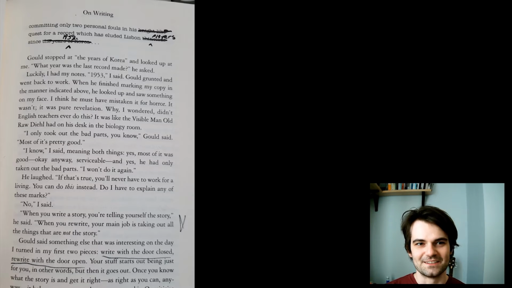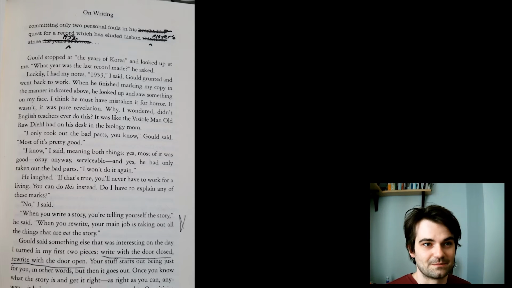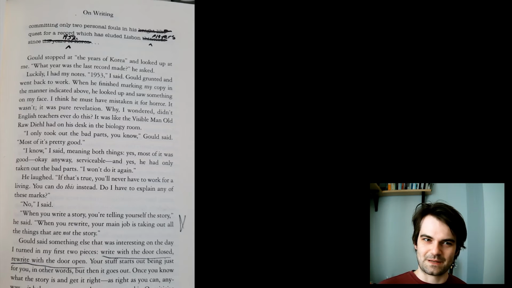Gould stopped at the Years of Korea and looked up at me. "What year was the last record made?" he asked. Luckily, I had my notes. "1953," I said. So, you can see that he's correcting these weird words, Thinclads. Who's going to know that necessarily? I'm sure that I'm not familiar with that word. I'm not sure if you are. And the Years of Korea, it's not necessarily clear to readers today that he's talking about the Korean War. I'm sure it was back then, but this editor had the foresight to be like, let's make this clear.